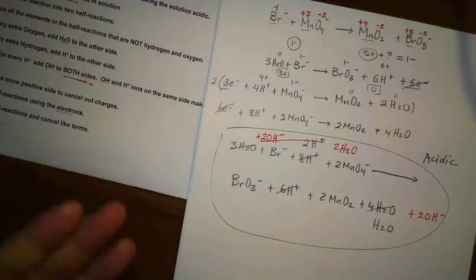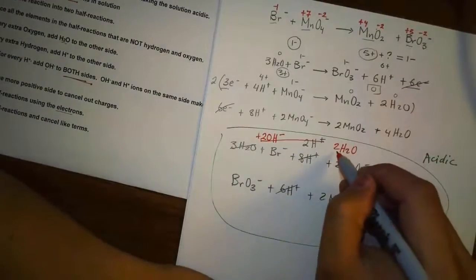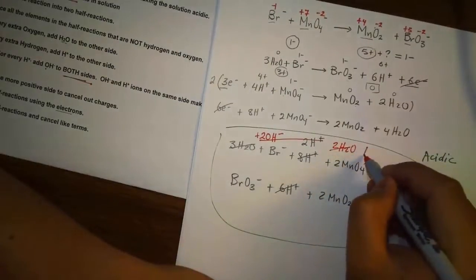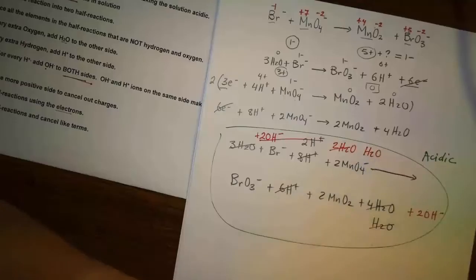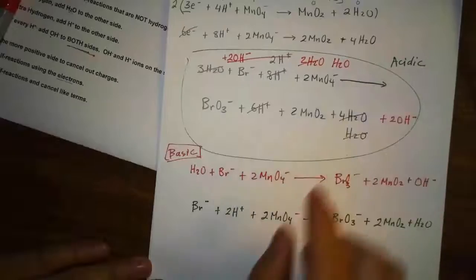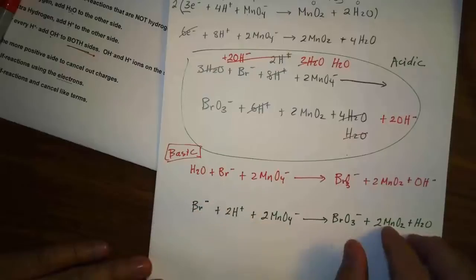Now cancel like terms. In this case, we have 2 water molecules and 1 water. That's going to cancel out, give us 1 water molecule left. And that's all we have to do. And that is our final answer. Do you want me to rewrite this over for you again? Okay, fine, I'll do that for you. So I just want you to see the final answer.